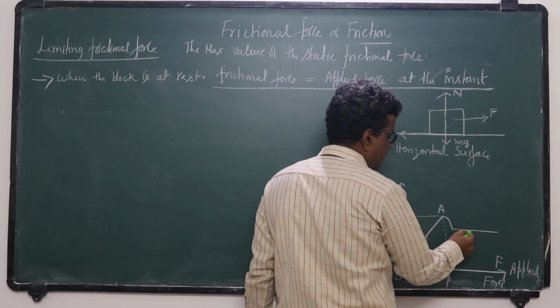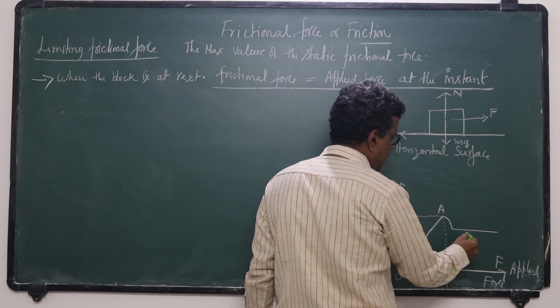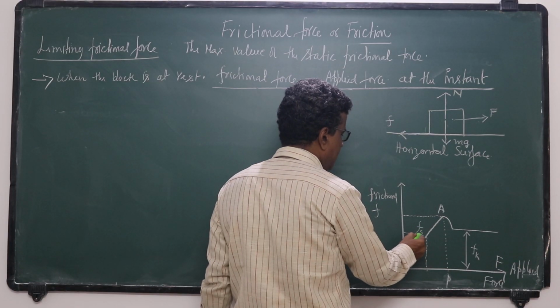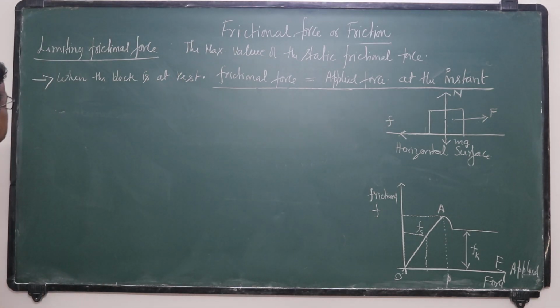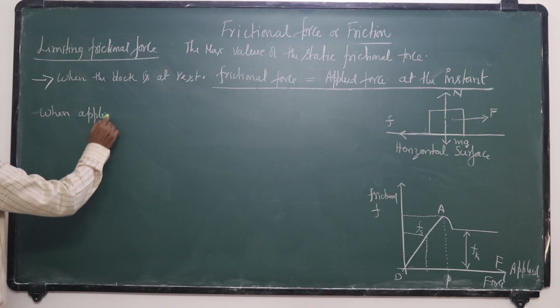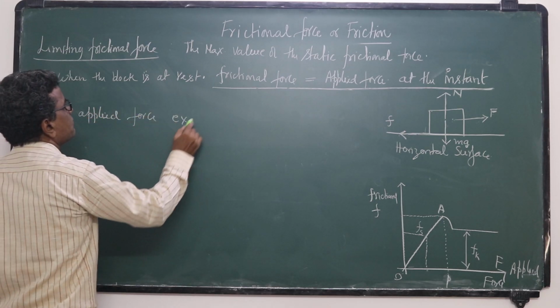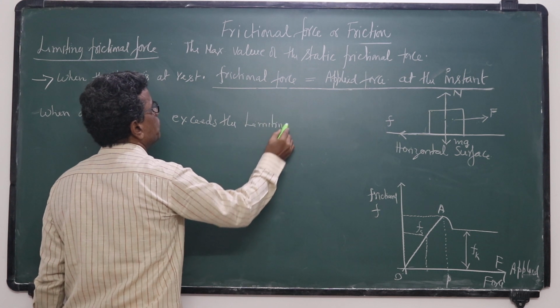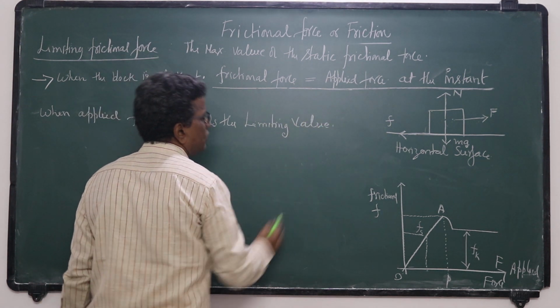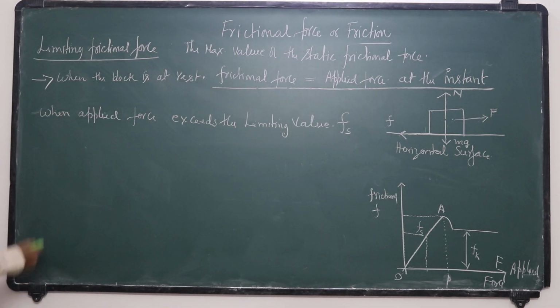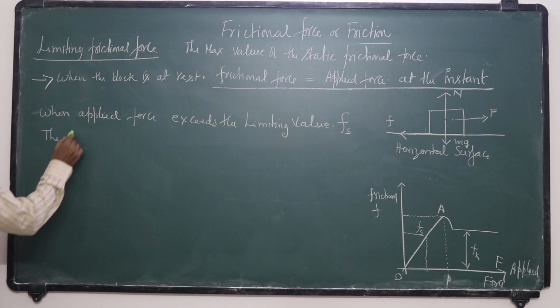Then that frictional force, we call it kinetic frictional force. It is represented with the letter Fk. This static frictional force is represented with the letter Fs. So what is Fs? The limiting static frictional force. When the applied force exceeds the limiting value of frictional force, that is Fs, the maximum value of static frictional force, the block slides.